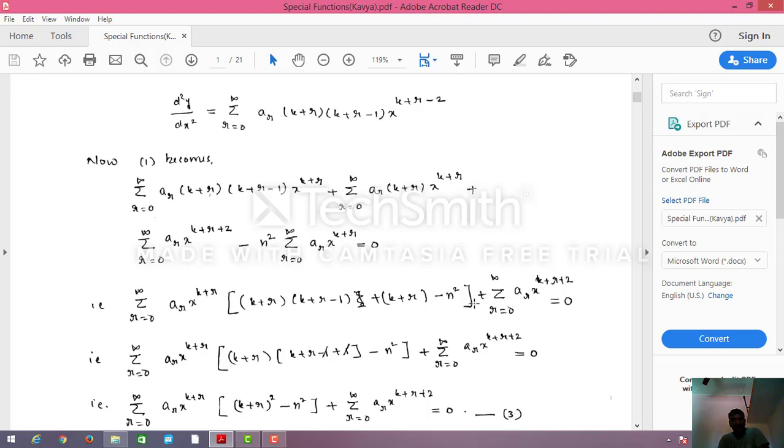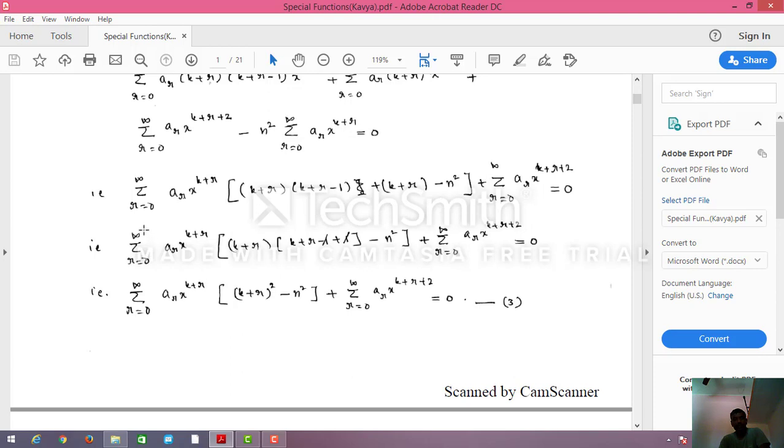Minus n square. This term I am writing as it is. This third term I have written here, summation of r equal to 0 to infinity A_r x^(k+r+2), I have written as it is. Now, summation of r equal to 0 to infinity A_r x^(k+r).